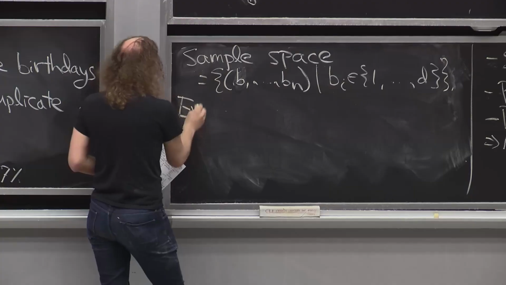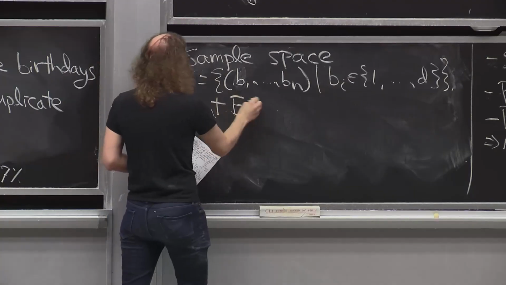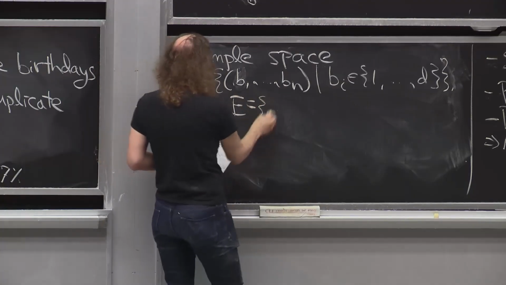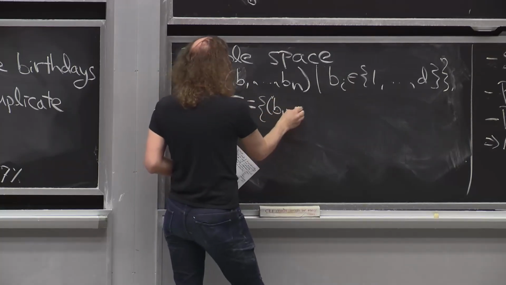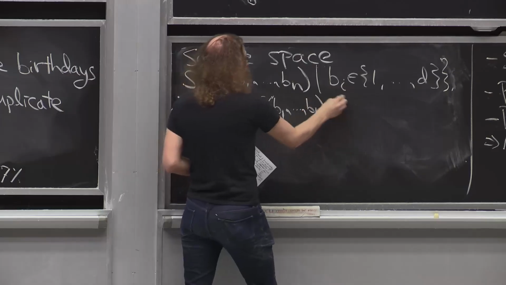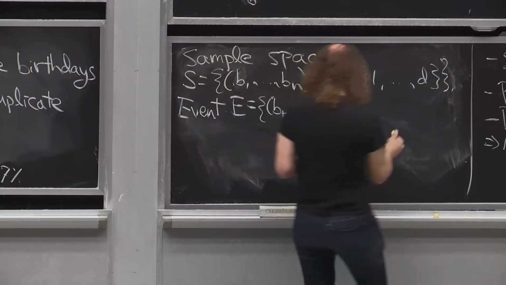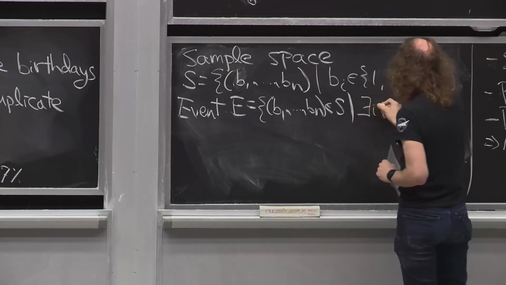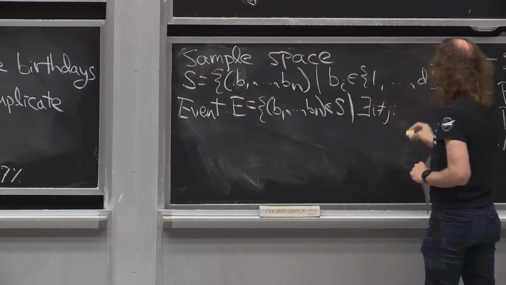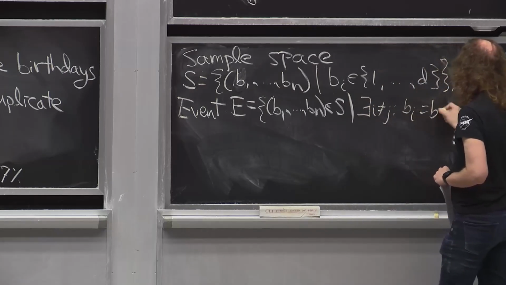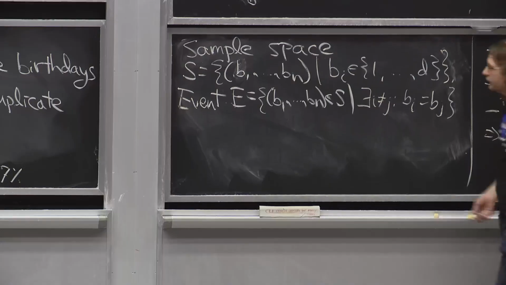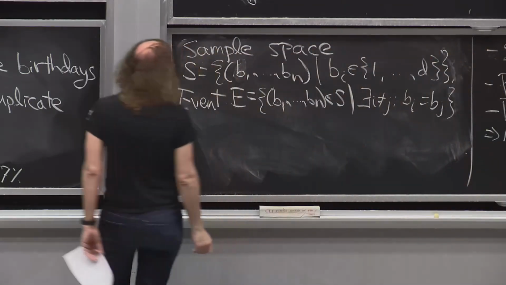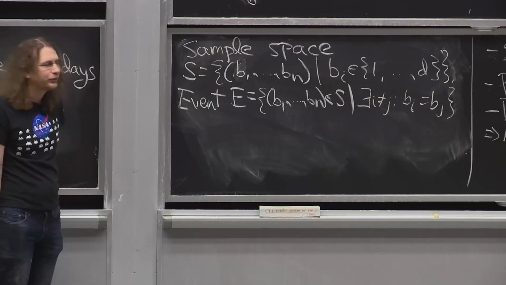The event that we care about is getting duplicate birthdays. So I'm going to call this E. What we are interested in is the set of tuples of birthdays where there are some 2 indices, i and j, where bi equals bj. Right, that's the duplicate birthday. That's the birthday twins. This happens with high probability and is very annoying to compute the probability of.